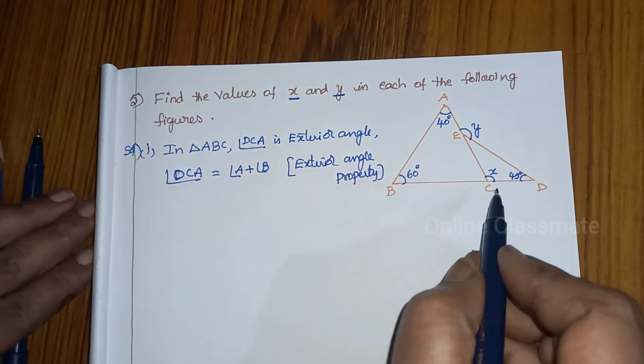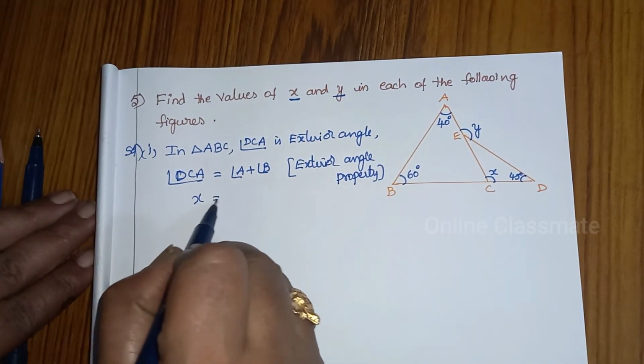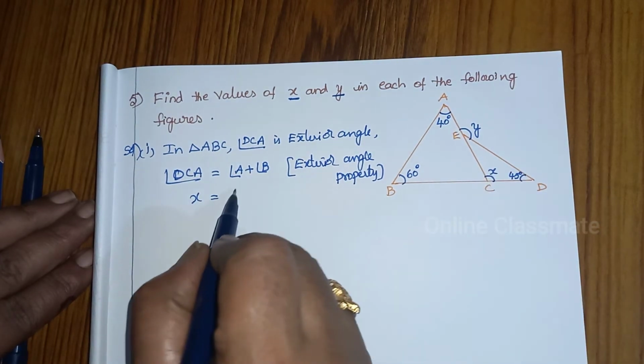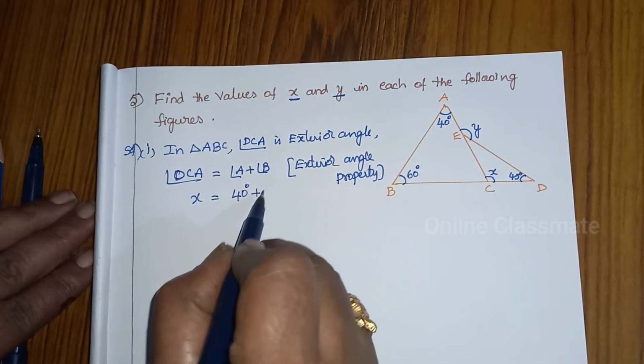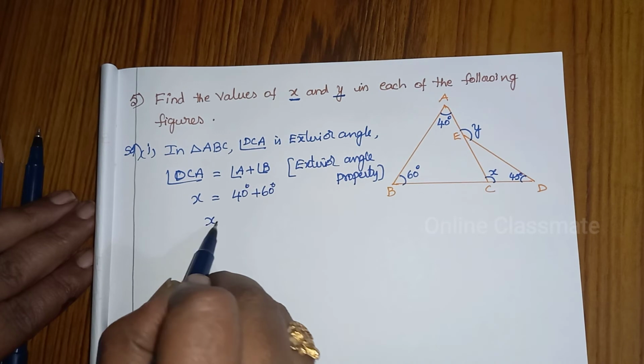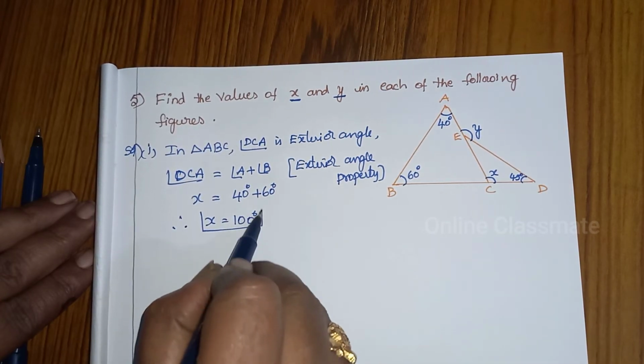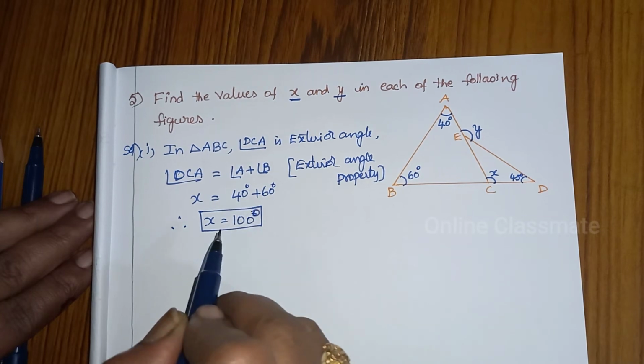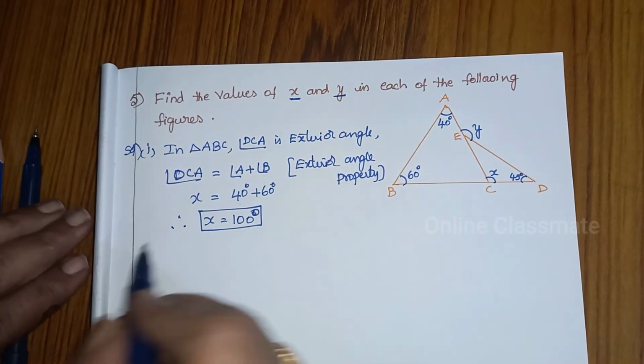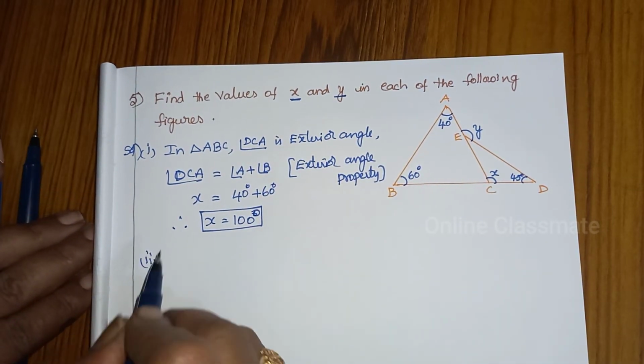What is the DCA? x. x is equal to angle A 40 degrees plus angle B 60 degrees. Then x is equal to 100 degrees. Therefore, x is equal to 100 degrees. Now, second part, y value.